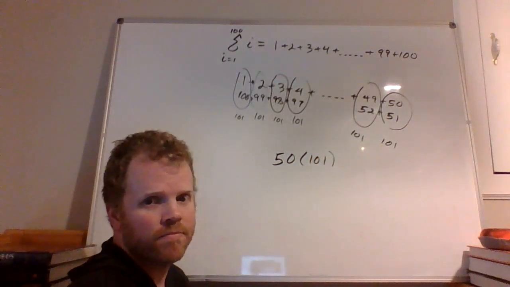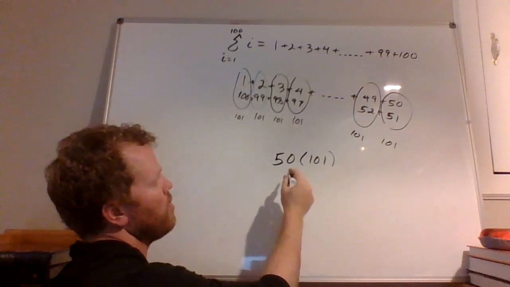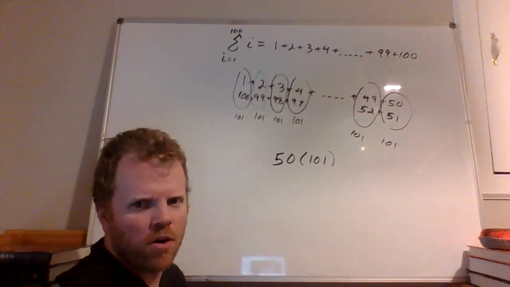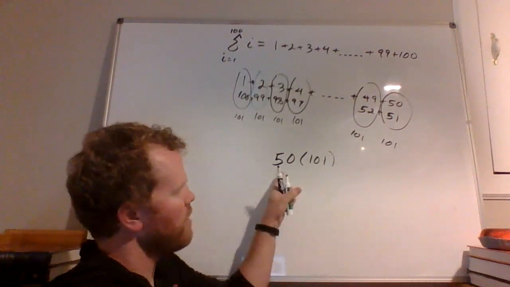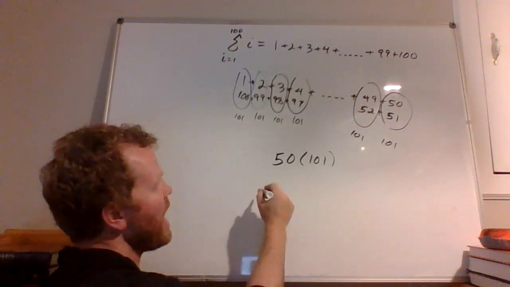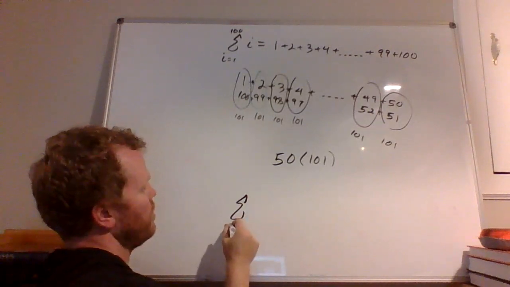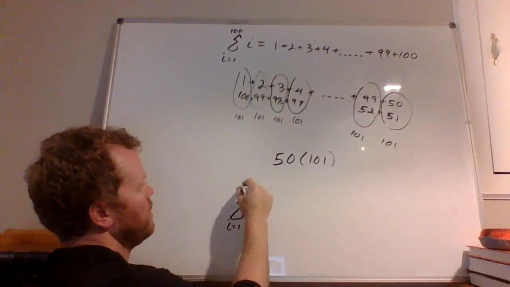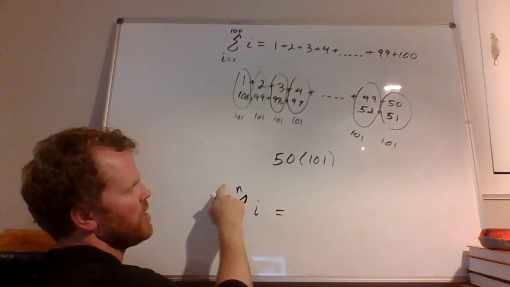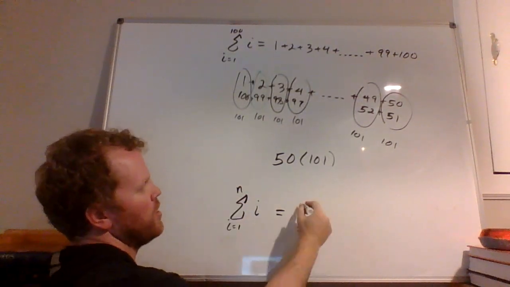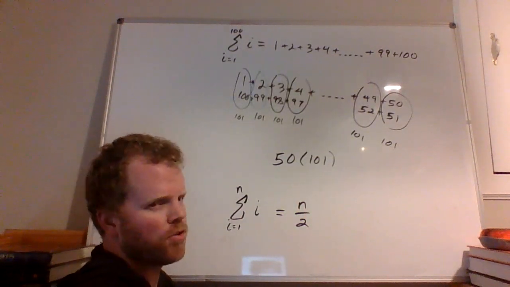Why do we have 50 pairs? Well, we started with 100 numbers. So each one needs a pair. That's why you have 50 pairs. Or you're going to add up n numbers. So in general, the sum, regardless of where you stop, if you have n numbers, you're going to have n divided by 2 pairs.